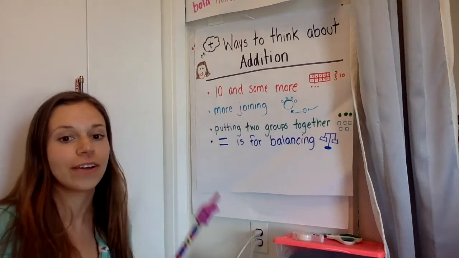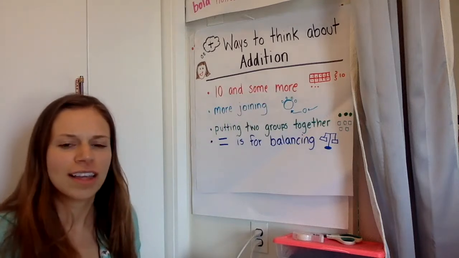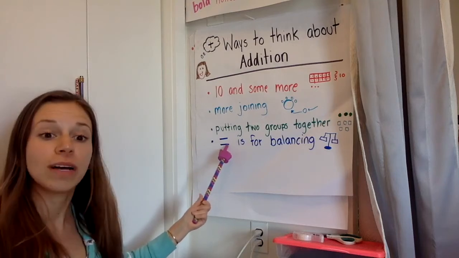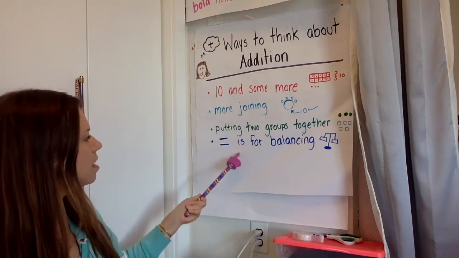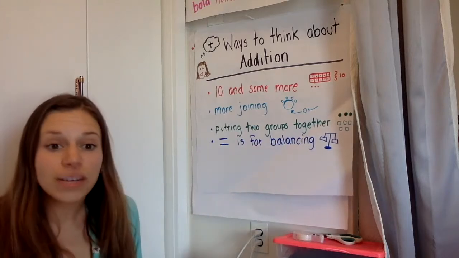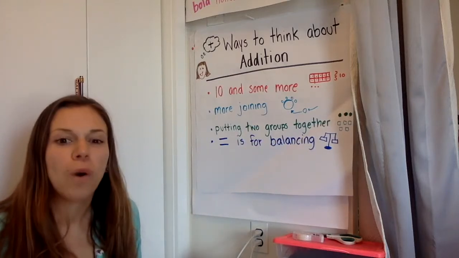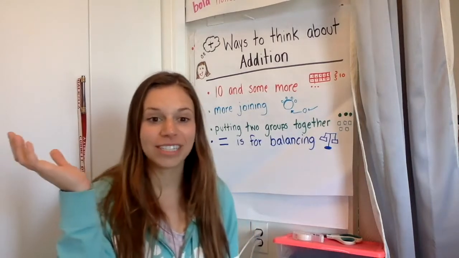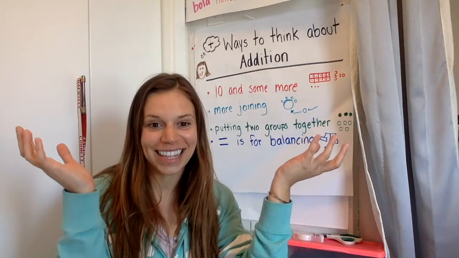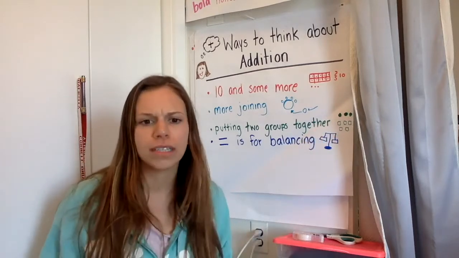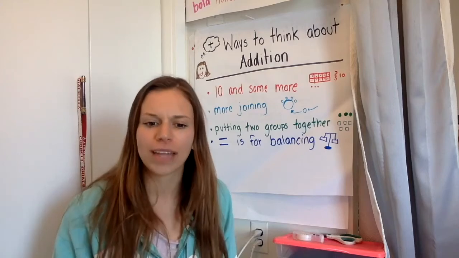them together. And today I want to talk a little bit about this equal sign that we see a lot when we do addition sentences. The equal sign is for balancing. What the equal sign really means is that both sides, what's on one side of the equal sign and the other side of the equal sign, are really the same thing, just shown in different ways. Let me show you what I mean.